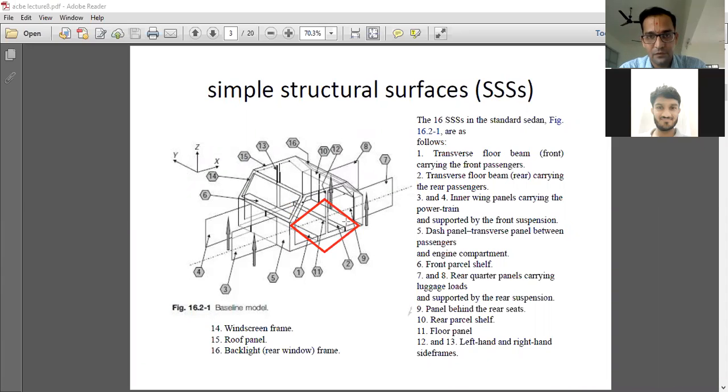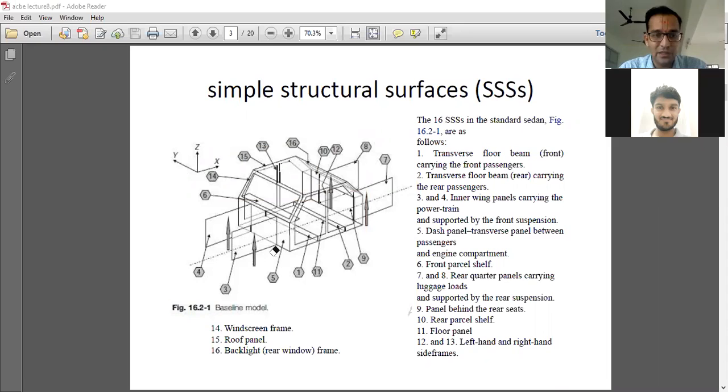Okay, so at the bottom you have it. 12 and 13 are the left-hand and right-hand side frames. You'll be able to see it over here. This is the side frame. I'll annotate it so you will have a clear image. This is the side frame and this one is the other side frame. So these are the two side frames.